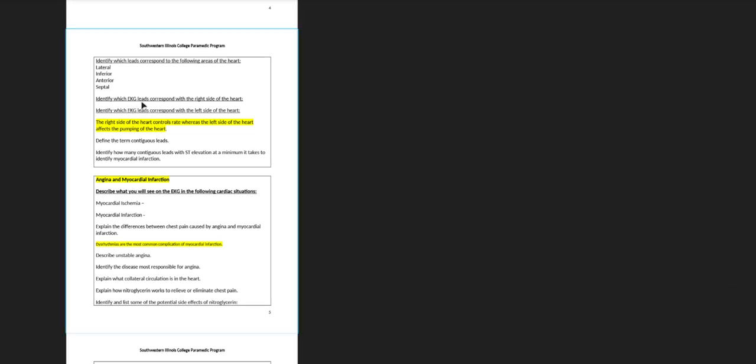So identify which EKG leads correspond to the right side of the heart and which correspond to the left side of the heart. Okay. So I'm assuming you mean in a standard 12 lead EKG without doing a right-sided EKG. In which case, V1, V2, and AVR kind of specifically look at the right side of the heart. You could say that lead 2 looks at the right side of the heart, but from the bottom. And then the left side of the heart is lead 1, AVL, V5, V6.